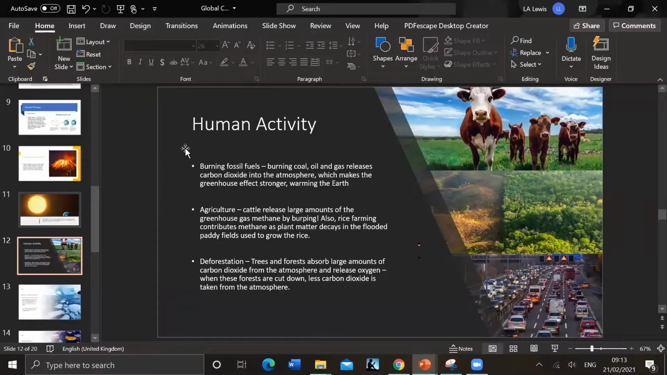What are humans doing though to actually increase the temperature? We've got obviously burning fossil fuels, so coal, oil, and gas release carbon dioxide into the atmosphere, which makes the greenhouse effect stronger, warming the earth. So us burning the fossil fuels, like for our cars and things, warms the earth up.